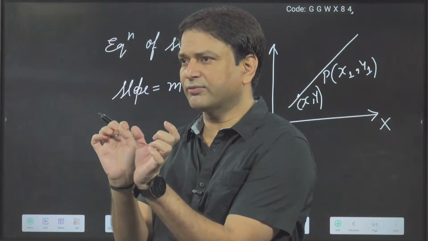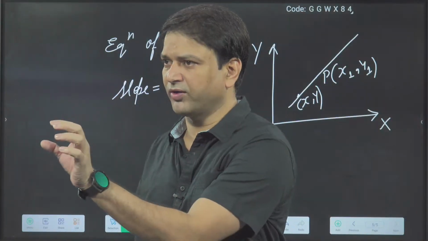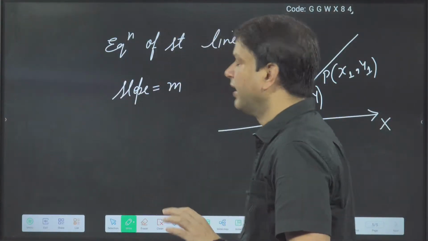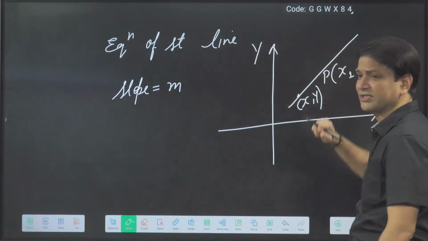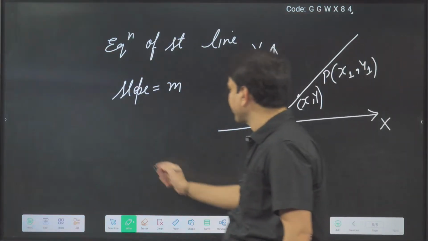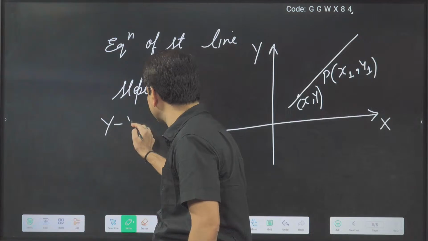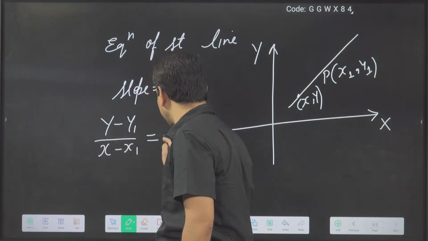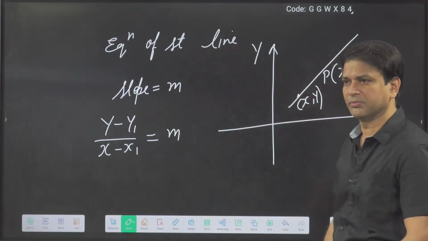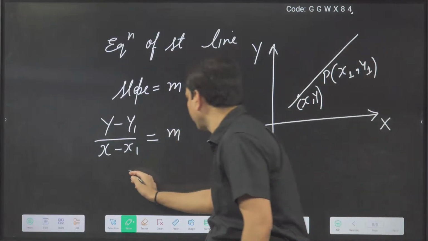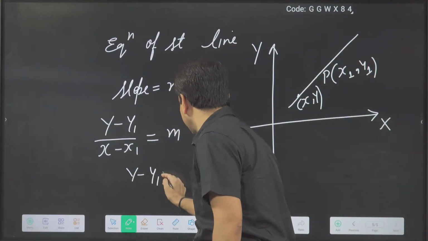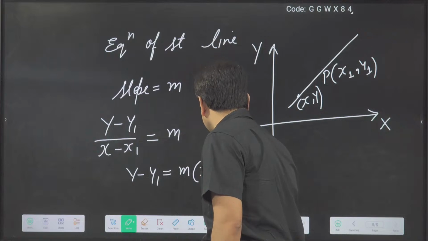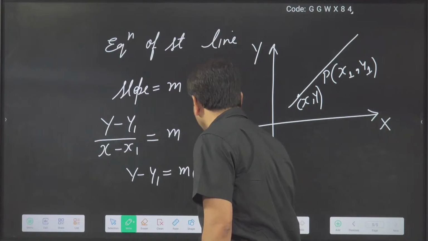Okay, now I have the 2 points. One is x1 comma y1, and one is x comma y. By using these two, what slope formula can I write? y minus y1 upon x minus x1 is equal to the slope, and the slope is m. Now from this, what did I get? y minus y1 is equal to m into x minus x1. I also said the derivation.